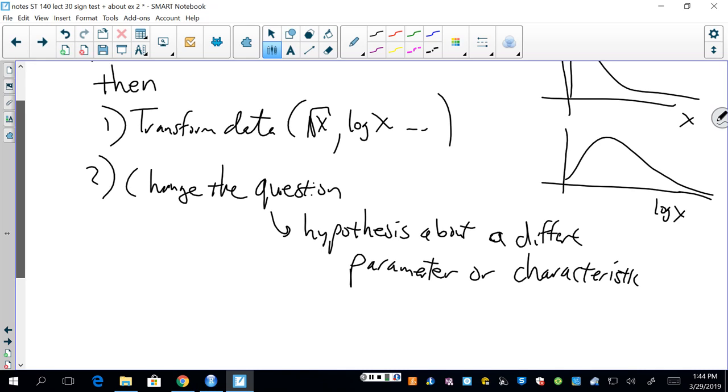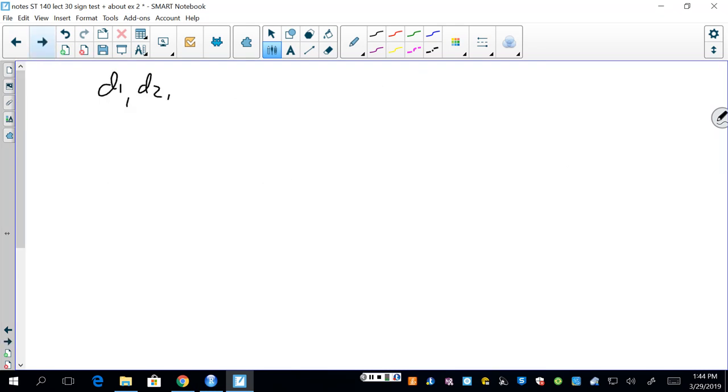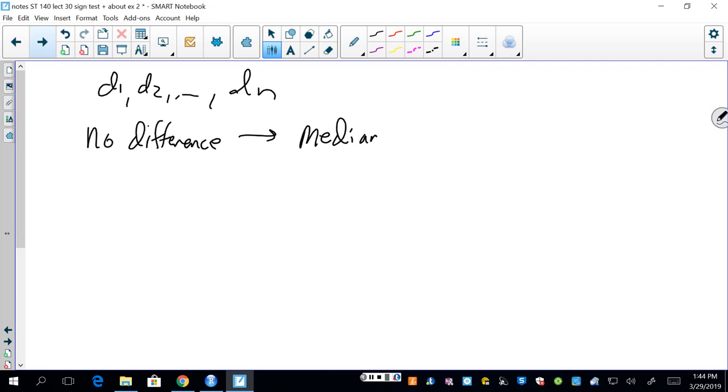The big picture is still the same. We have a population, and we want to ask something about the population. Instead of asking about the mean, we're going to ask about the median. And then we're going to get data. It's going to be a little bit different than our quantitative data. So if we have a bunch of observations, D1, D2, differences, one way of talking about there being no difference could be translated into the median of the D's being 0.